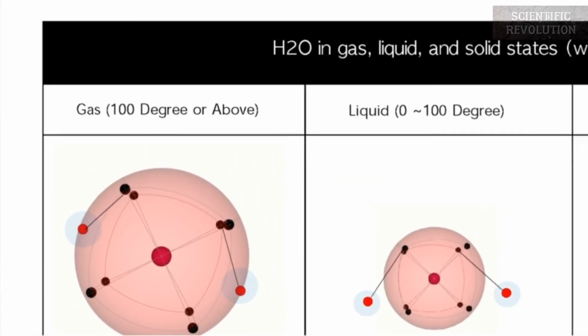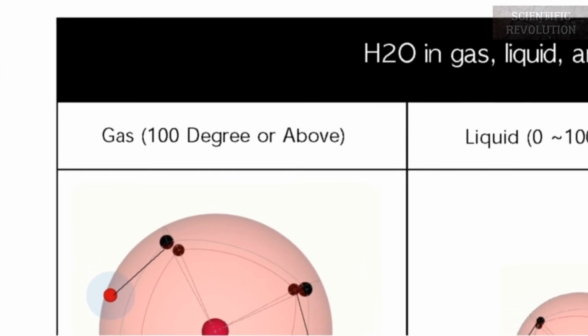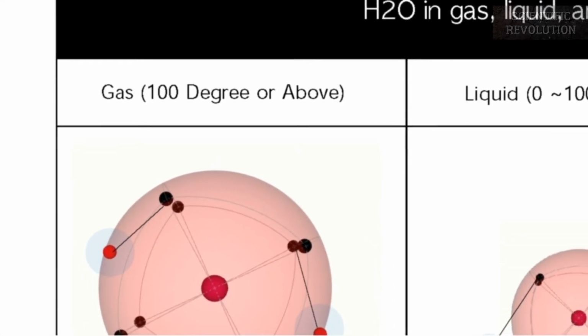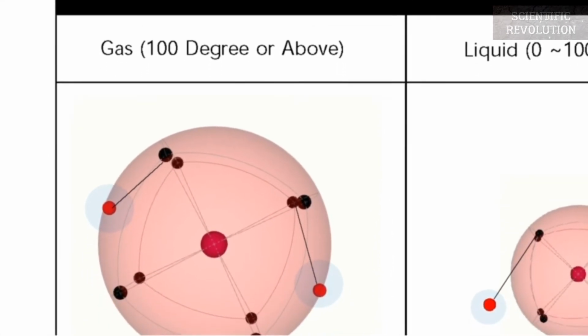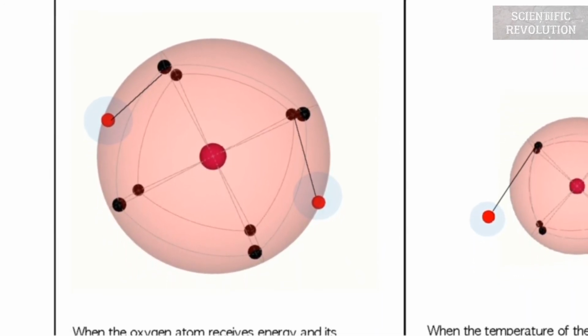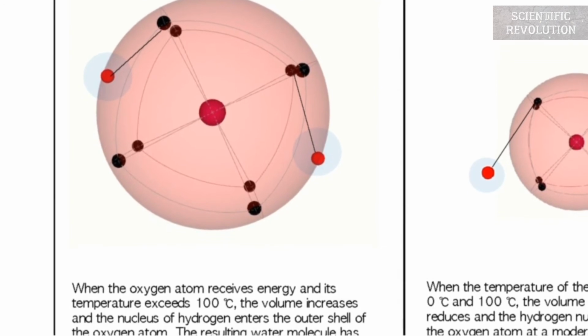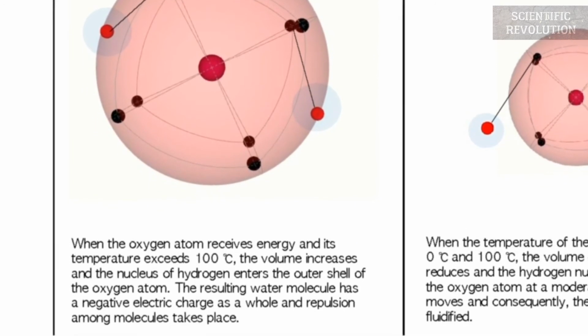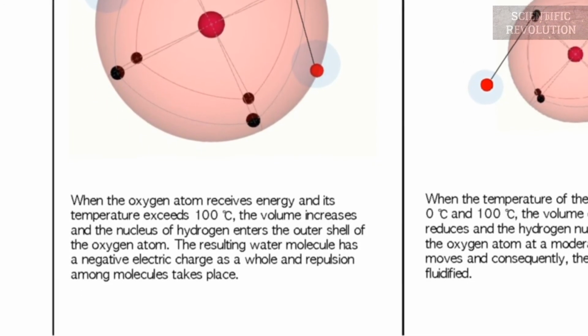When the oxygen atom receives energy and its temperature exceeds 100 degrees, the volume increases and the nucleus of hydrogen enters the outer shell of the oxygen atom. The resulting water molecule has a negative electric charge as a whole, and repulsion among molecules takes place.